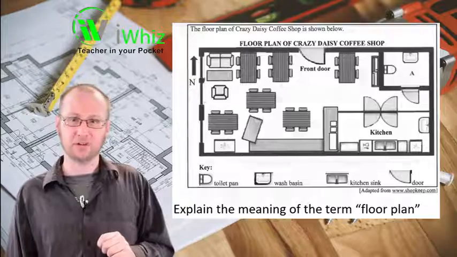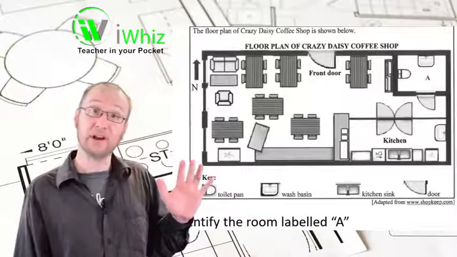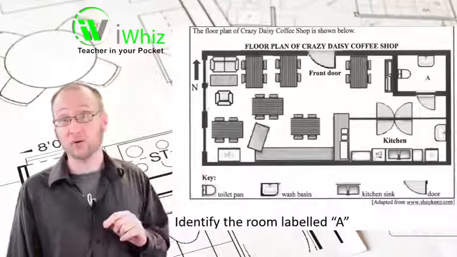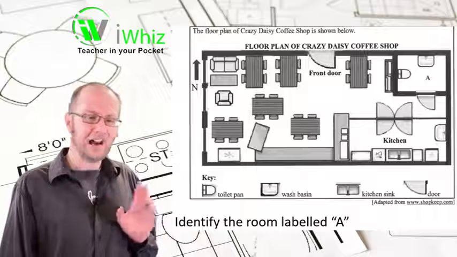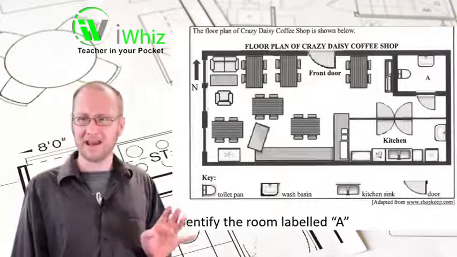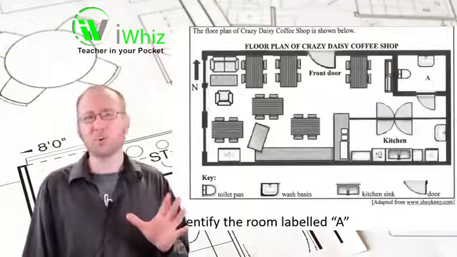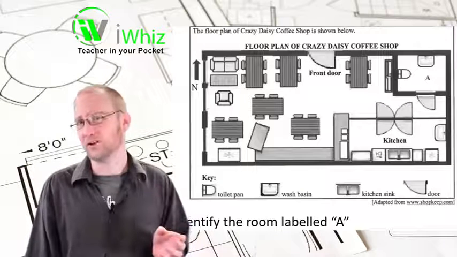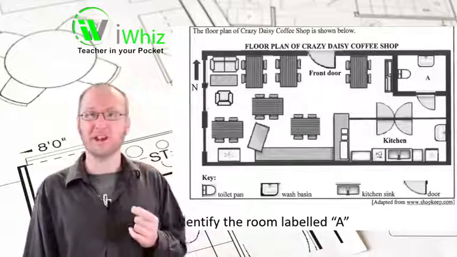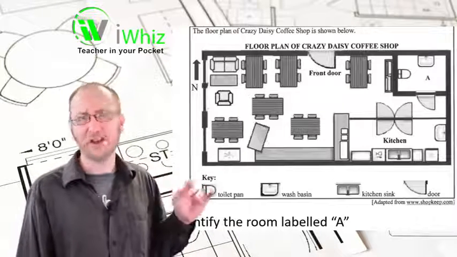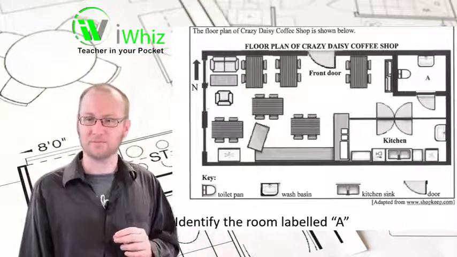Okay, let's go on to the next question. Identify the room labeled A. So we look and we see where A is, and it's up there in the furthest corner, top furthest corner from me. Now I have a look there and I see that room A has a toilet pan in it and a wash basin. What room is likely to have a toilet and a wash basin in it? Okay, great. If you said the toilet or the bathroom, that would be correct. Obviously, the kitchen is not going to have a toilet in it.